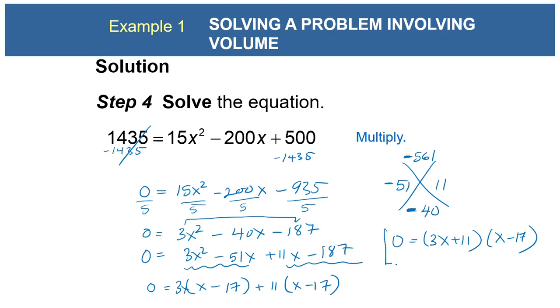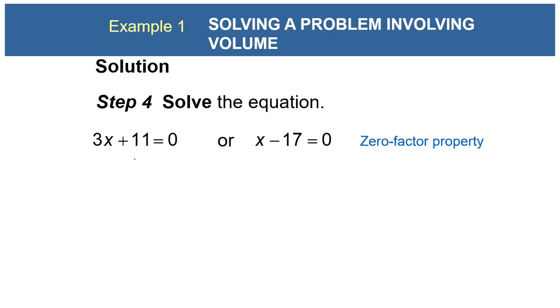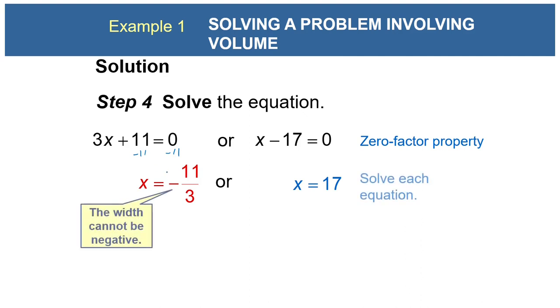Now we can use the zero factor property. I can set 3x plus 11 equal to 0 and x minus 17 equal to 0. For the first equation, we could subtract 11 from both sides and then divide both sides by 3. We have x equals negative 11 over 3. But remember, the width can't be negative, so we'll throw out that solution. On the other side, we'll add 17 to both sides, and x equals 17 is a good solution.